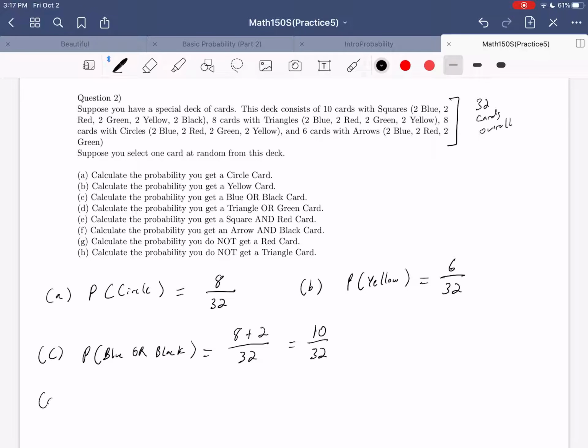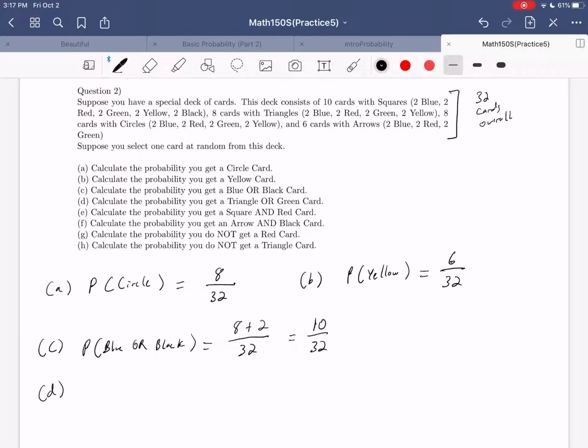All right, let's go ahead and take a look at the probability that we get a triangle or green. Okay, so again, this is one where we know that we're going to need to add. How many triangles are there? Well, if we look, we know that there are 8 cards with triangles. So we can say 8 plus. How many greens are there? Well, it looks like there's 2 greens there, 2 greens there, 2 greens there, and 2 greens there. So another 8, so plus 8.